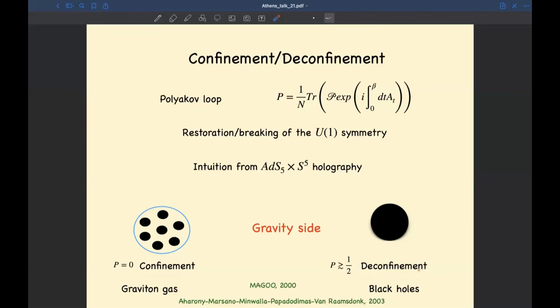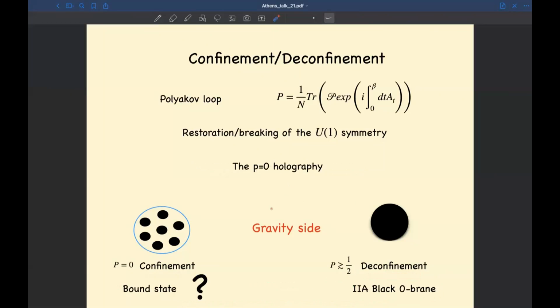Now, having built some intuition from this picture, we can try to understand the same problem for p equals 0. And for p equals 0, it is very well believed that the deconfined phase corresponds to a black zero brane of type IIA supergravity. But it was not really expected, at least from this type IIA, to have a confined state. And if there were one, how should we interpret this bound state? So it was not clear if this would exist in this case and how to think about it.